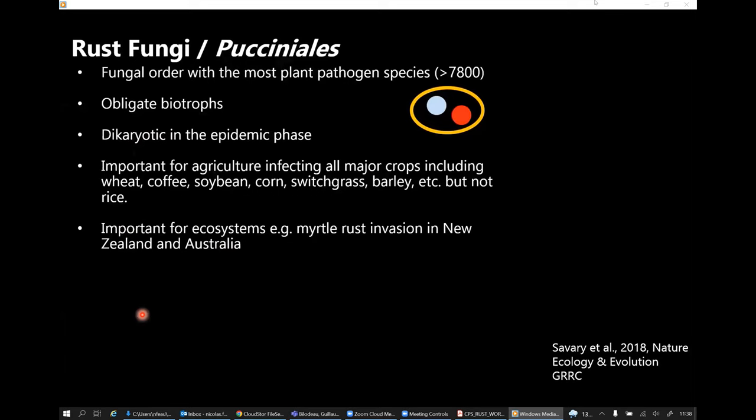So important for ecosystems, especially in New Zealand and Australia, is also myrtle rust. So we have myrtle rust invasion over the last couple of years, which really threatens some of the Myrtaceae, which is a pretty big group in Australia and in New Zealand, which builds basic ecosystem. So we try and research this and also stop this or manage it basically.